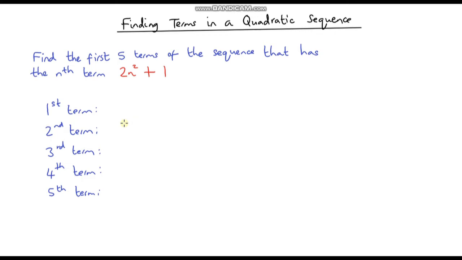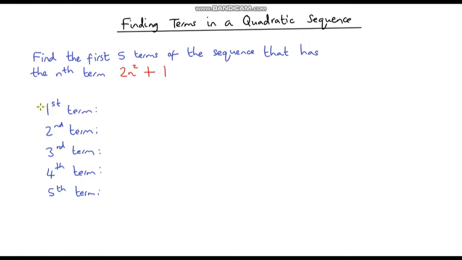And so far we've looked at calculating the nth term of quadratic sequences. But what we're going to do in this video is look at finding the first 5 terms of a sequence when we've been given the nth term. So here I've got a quadratic sequence that has the nth term of 2n squared plus 1, and I'm going to calculate the first 5 terms of this sequence.